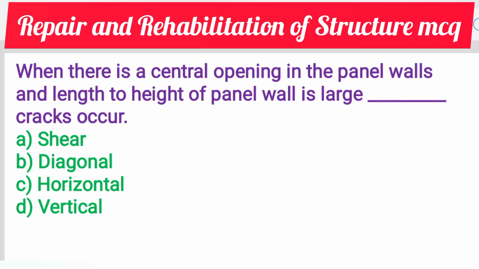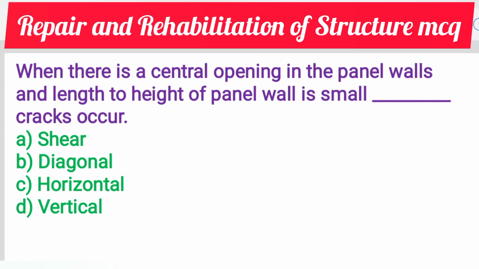Next question, when there is a central opening in the panel walls and the length to height of the panel wall is large, dash cracks occur. Option A shear cracks, option B diagonal cracks, option C horizontal cracks, option D vertical cracks. So the correct answer is option B diagonal cracks.